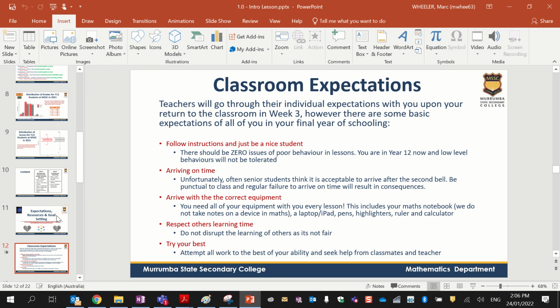Follow instructions and just be nice, okay? You're in year 12 now. You are young adults. We're not going to tolerate low-level behaviours, okay? So do the right thing. There should be zero issues of poor behaviour.